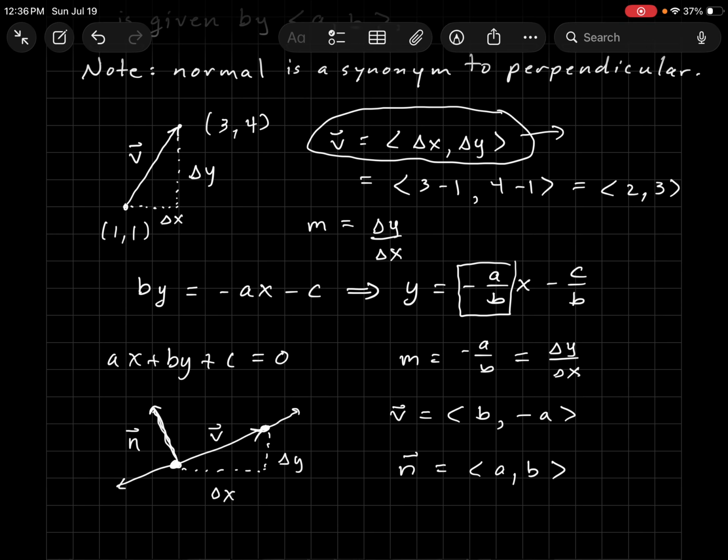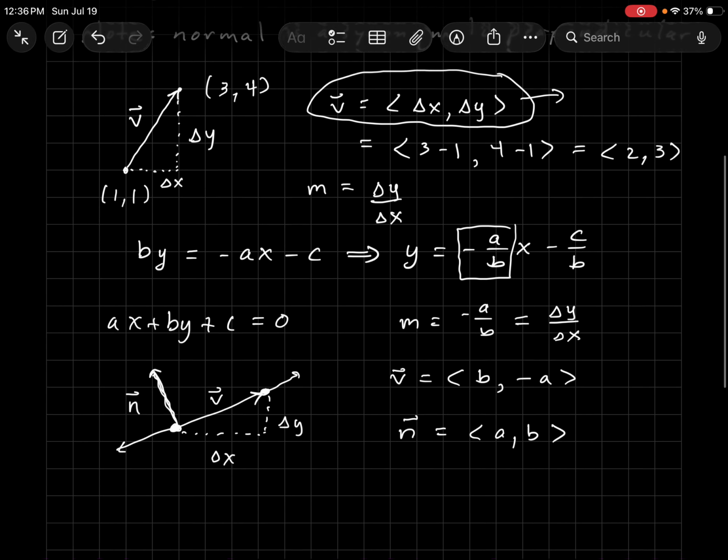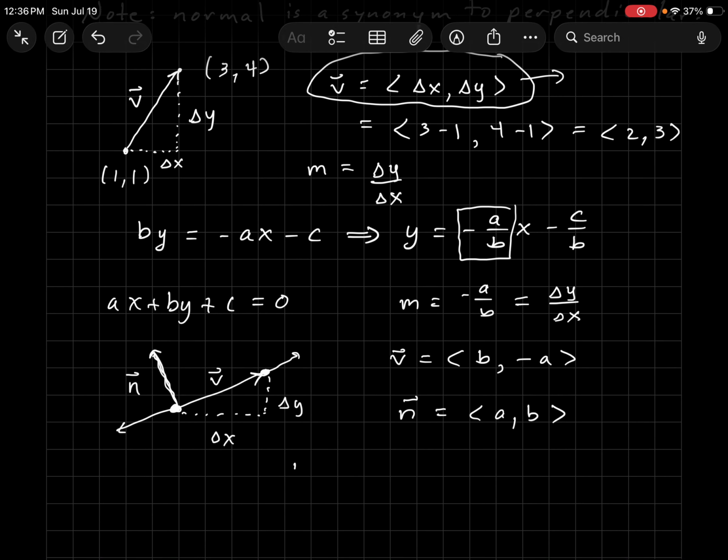This is a very simple proof, because if I take the dot product of these two vectors, I'll do n dot v, which is a comma b dot b comma negative a, I get a times b plus b times negative a, which equals 0.